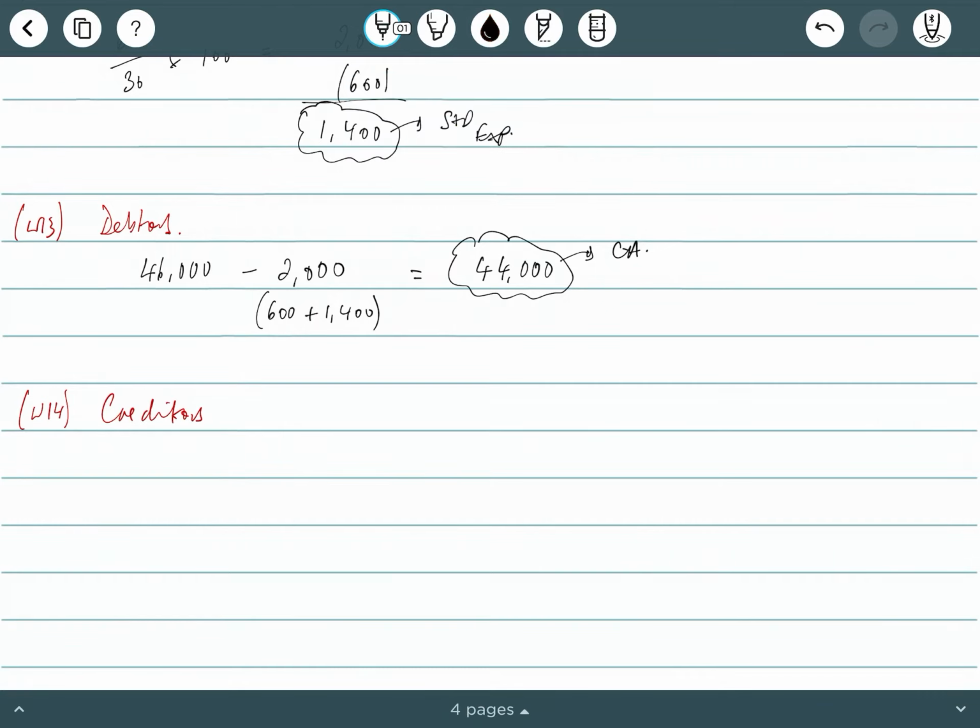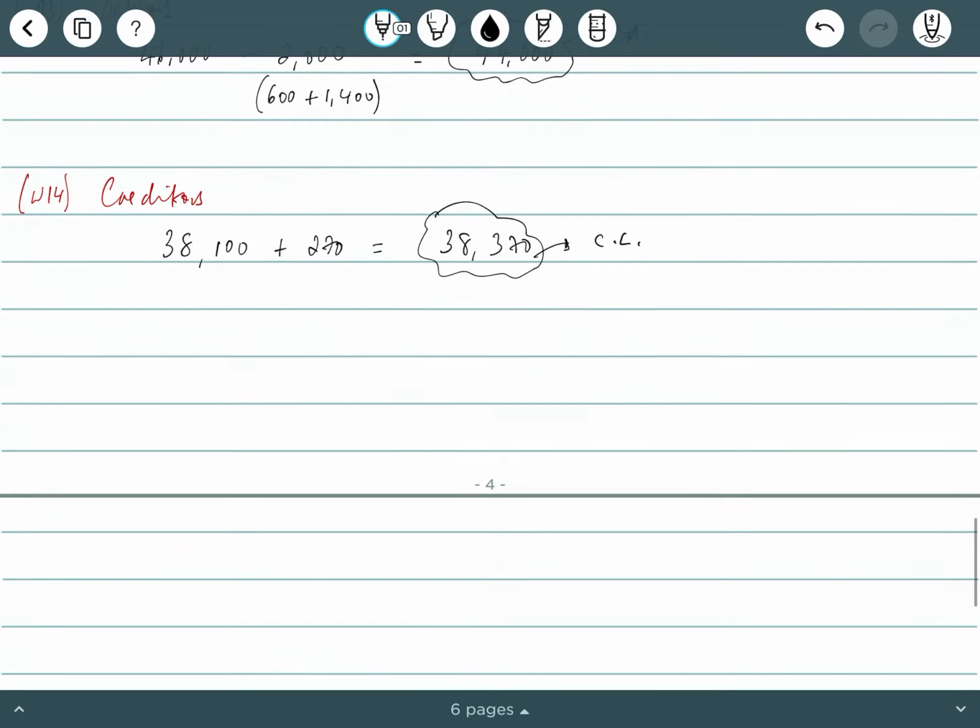So the creditors there, if you go back to your trial balance, is 38,100, and I need to add on that 270. I need to increase that liability. Now it's gone up to 38,370. And that there is obviously a current liability. And that takes care of the discrepancies in the bank accounts.